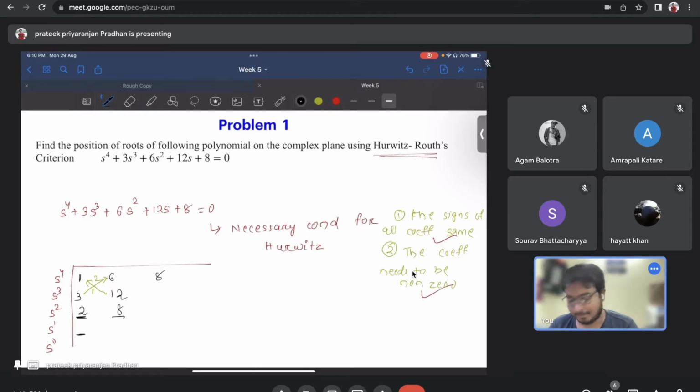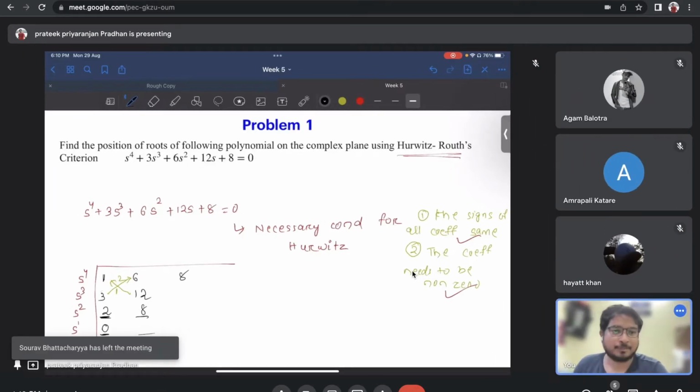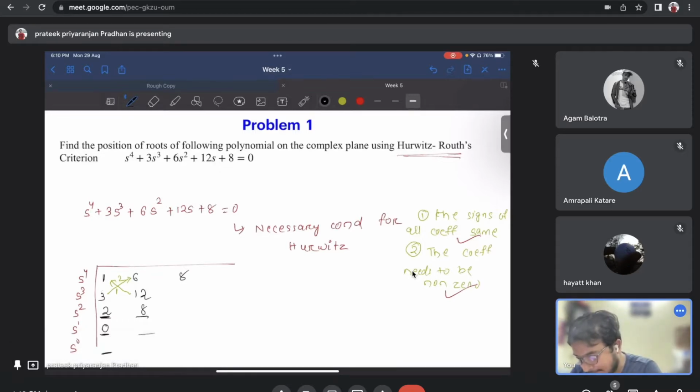Very simple. It's 0 actually, because if you calculate 2 into 12, yeah, very good Hayat. So it's 0. And here we don't need to calculate, it's already 0. So how to find S0? We can't directly find S0 because here in S1 there is a 0. That's why the 0 will come in the denominator, so that will be infinite.